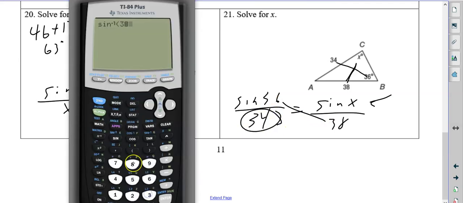So it's literally 38 times sine of 36. Remember, close those parentheses, divided by 34. And we get 41.1 or 41.07, whatever. You could also do 38 times sine of 36, close those parentheses, divided by 34, and get that, and then do second sine and just copy that down.